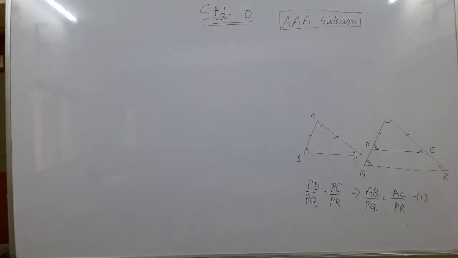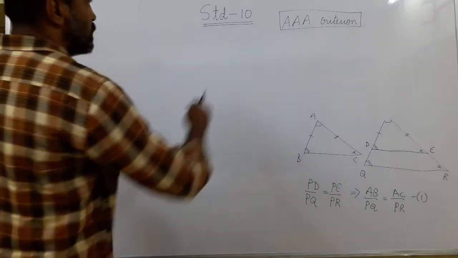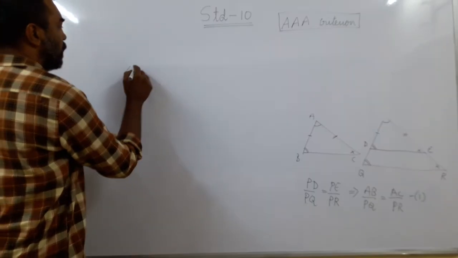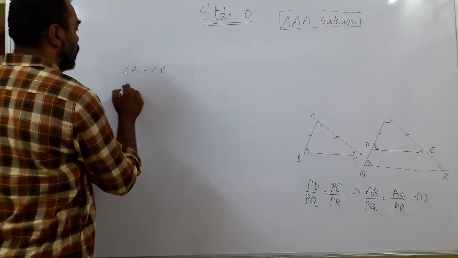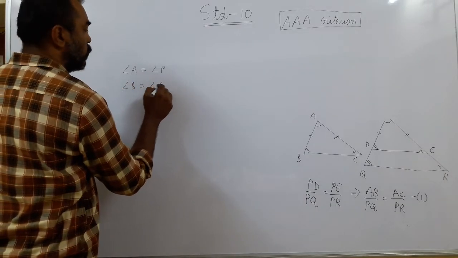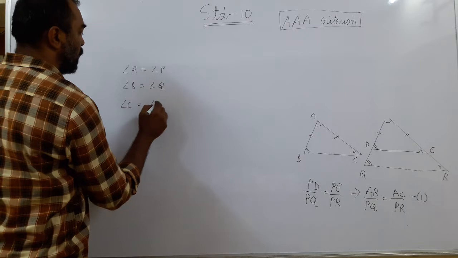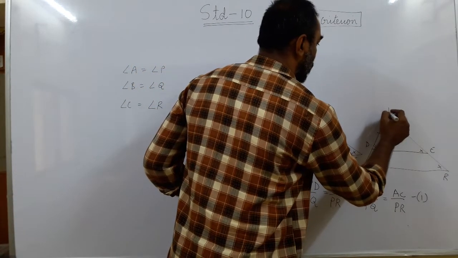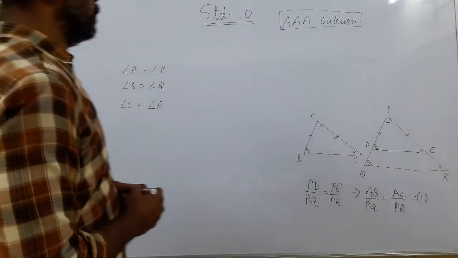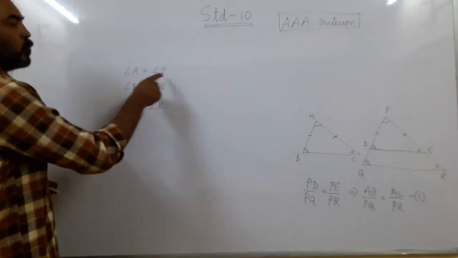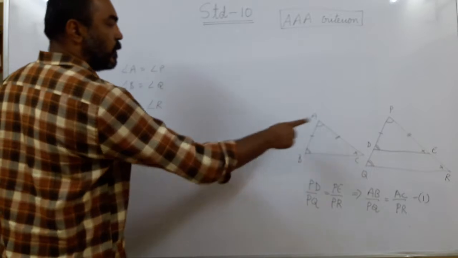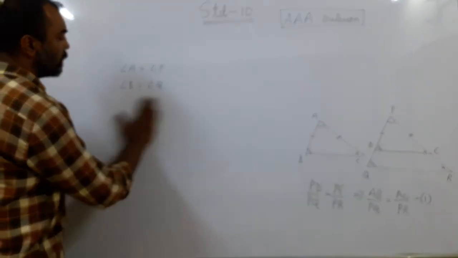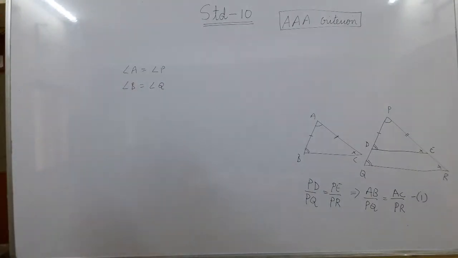Okay, now further, last in this A criterion, what you have given? Angle A equal to angle P, angle B equal to angle Q, and angle C equal to angle R. The AAA criterion. Yes? This is the AAA criterion. Let me break it up. Let us say angle A equal to angle P is given, angle B equal to angle Q is given, but angle C equal to angle R is not given. Only two angles are given.